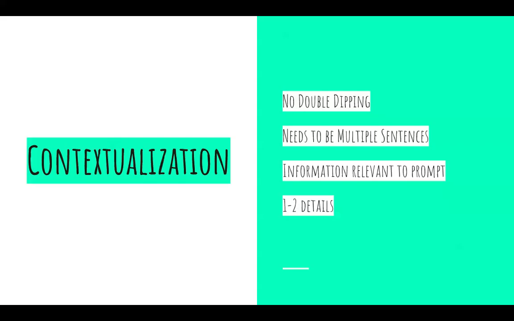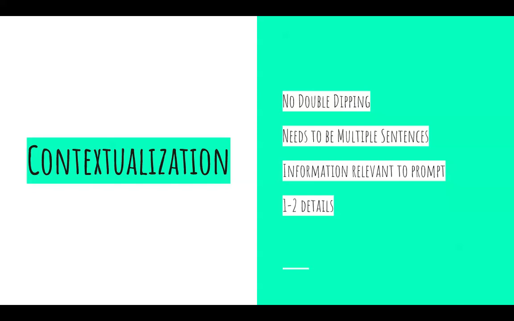And here's some basic rules for it. So one, no double dipping. And what I mean by that is whatever you use as contextualization, you can't count that for any other point. So even though it is some new evidence, you can't use that as the outside evidence point. So you can't double dip. Contextualization is all by itself.